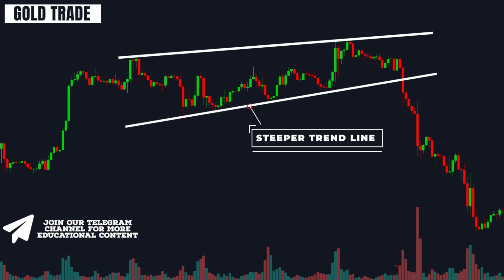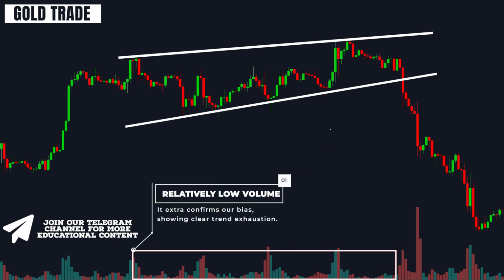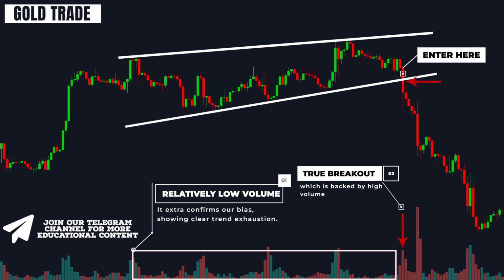We also have lower than usual volume during pattern formation, except this volume spike, which is okay. So it gives us extra confirmation, and more importantly, we have a higher than average volume during the breakout candle, confirming that this breakout is true. So, we should enter the trade on this breakout candle, placing a stop loss above the recent swing high and initially targeting 50% of our last bullish wave.